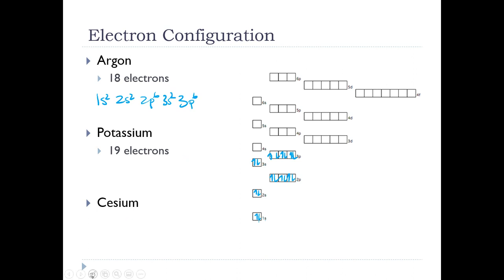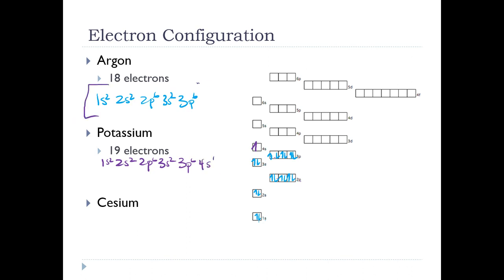Let's do potassium. Potassium has 19 electrons. Do I need to erase and start all over? No. 2, 4, 6, 8, 10, 12, 14, 16, 18. Where's number 19 going to go? Right there. So I can rewrite potassium. 1s2, 2s2, 2p6, 3s2, 3p6, and then our new one, 4s1.